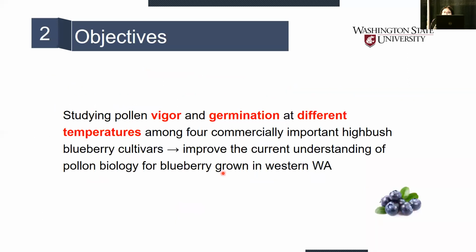And this is our objective: studying pollen vigor and germination at different temperatures among 4 commercially important highbush blueberry cultivars, to help improve the current understanding of pollen biology for blueberry grown in Western Washington.